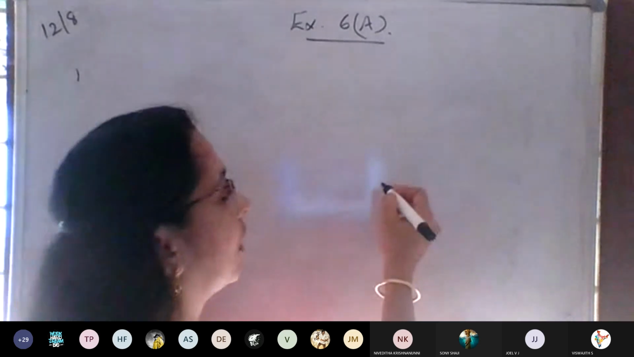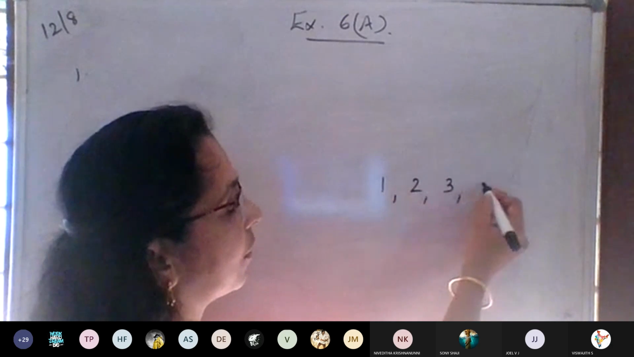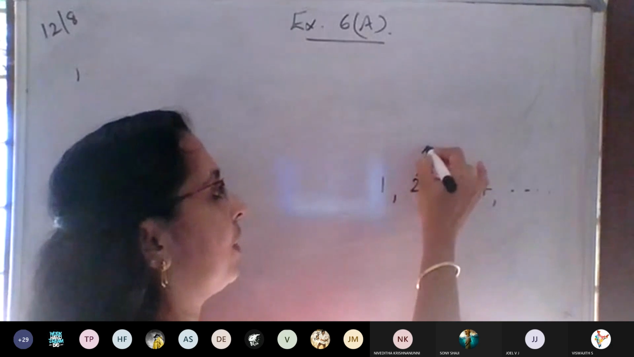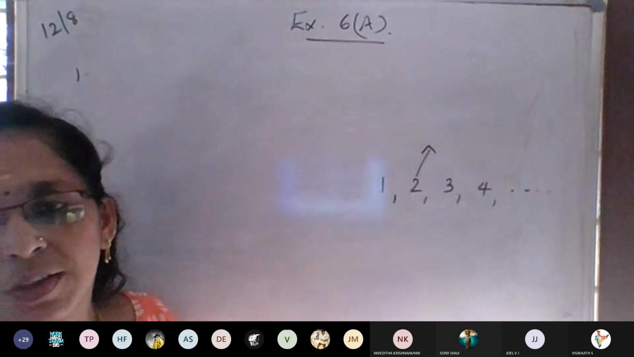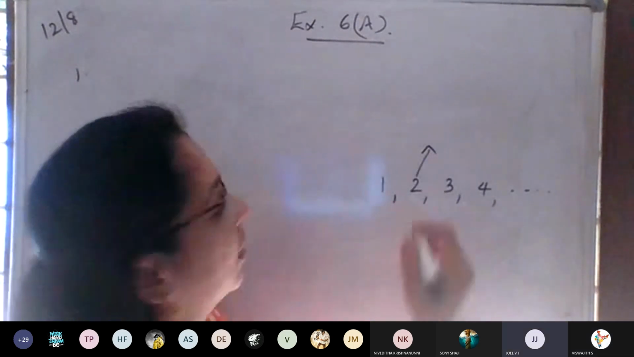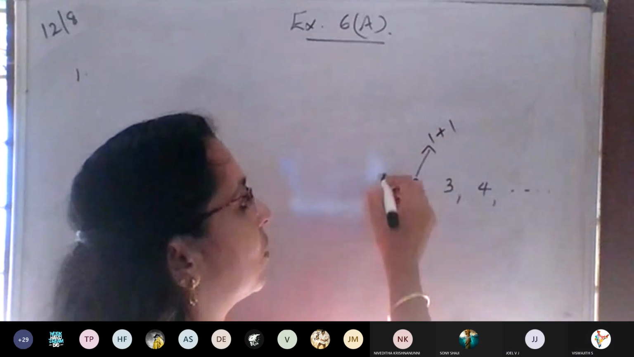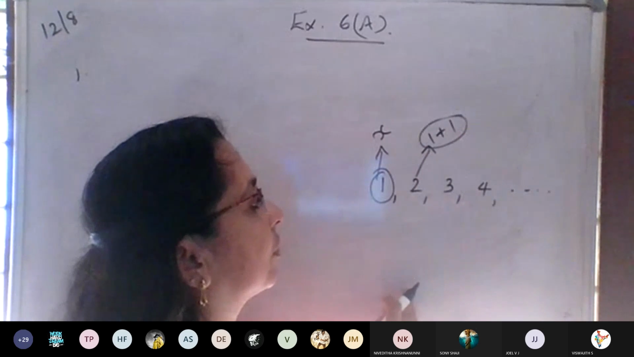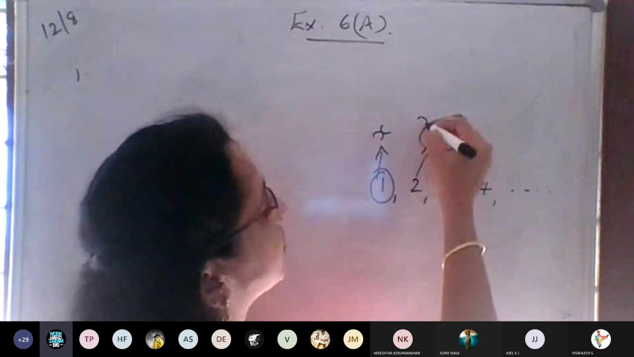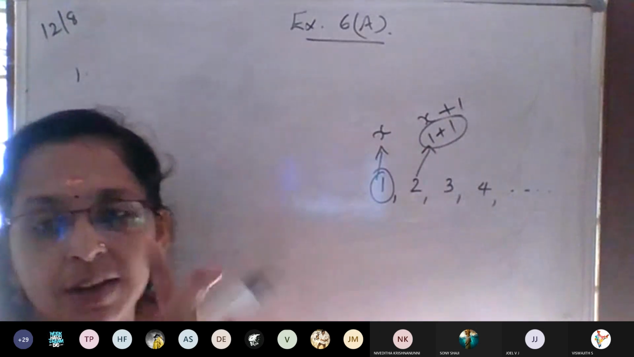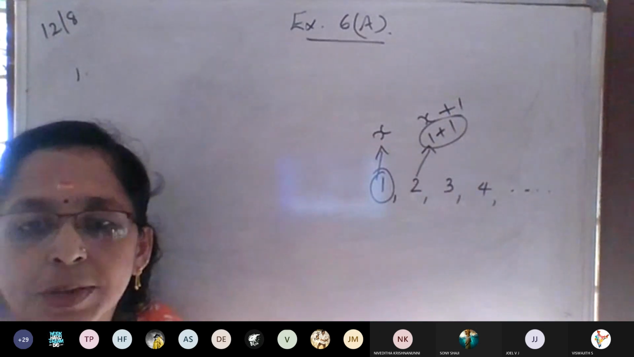Which are the integers? Suppose 1, 2, 3, 4, etc. are the integers. So, how will we get this 2? 1 plus 1 plus 1. So, if this is x, what will be this? x plus 1. So, which are the two integers? We can assume it as what?